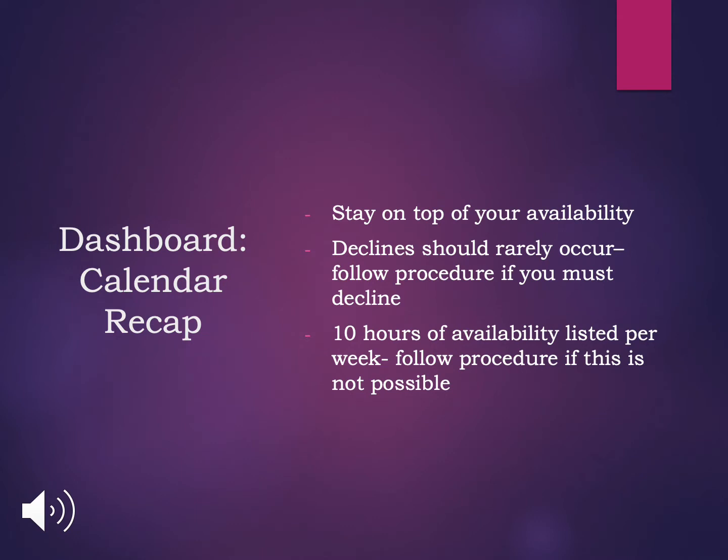Calendar recap. Stay on top of your availability by posting hours as far in advance as possible. Always get in the habit of checking your availability calendar daily and removing or adding hours as your schedule permits. Decline should rarely happen. If you must decline, make sure to contact your community manager. Email the family with your manager CC'd and then decline the booking on the website.